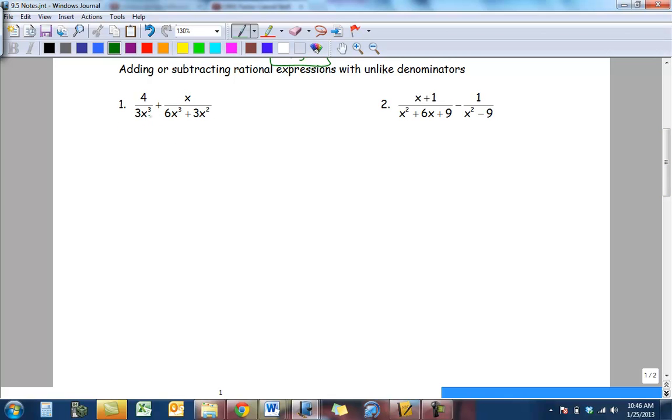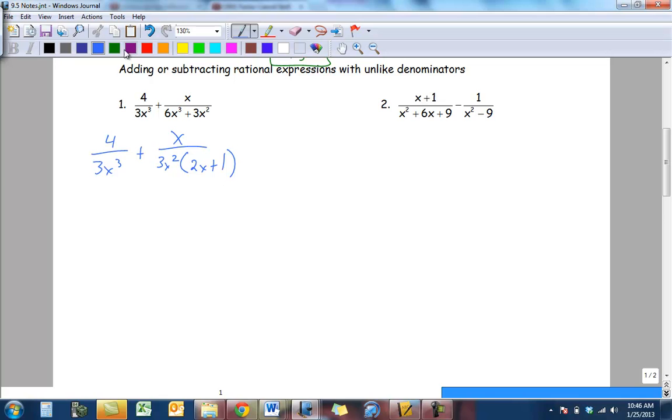Let's try this first one. Add or subtract rational expressions with unlike denominators. Now here's the thing. These denominators certainly are nothing alike. But just like yesterday, the first thing I want you to do is factor whenever you can. So this is going to be 4 divided by 3x cubed plus x divided by 3x squared can come out, and we're left with 2x plus 1.